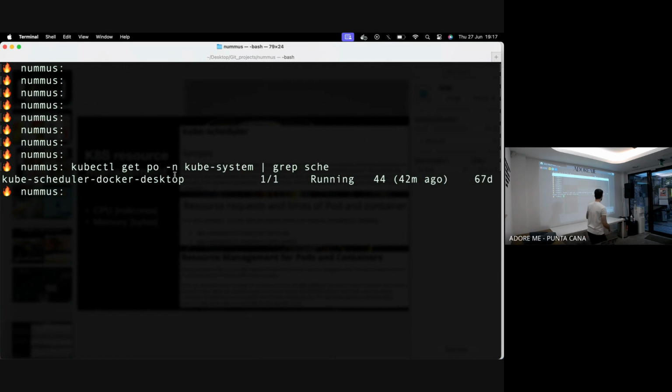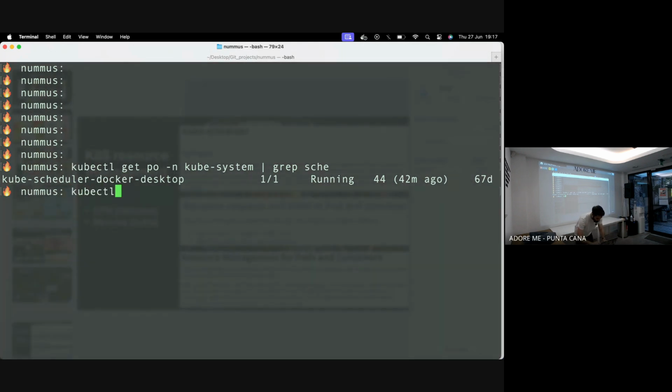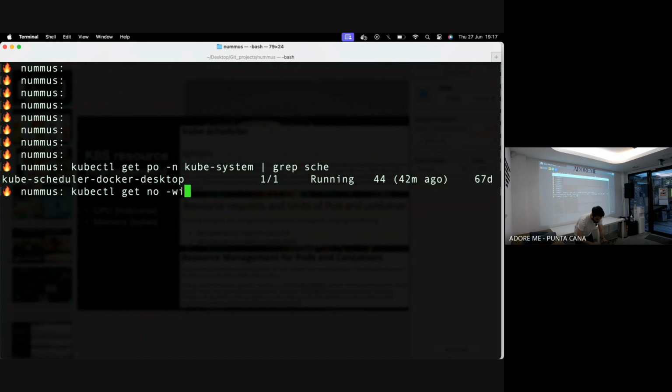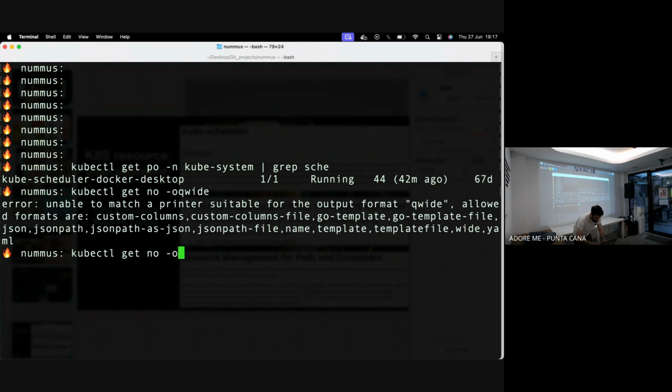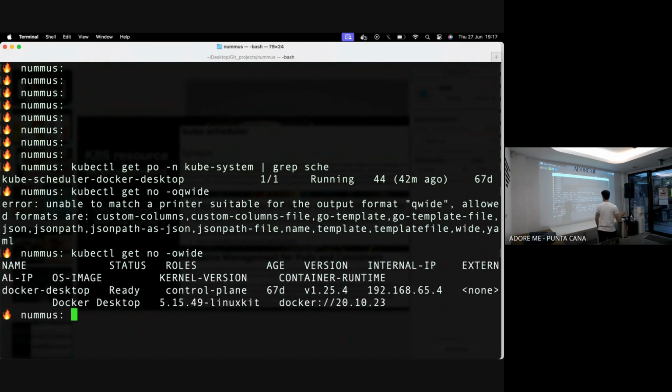Okay, so coming back. So the scheduler, currently I'm using a simple setup. Let me show you. I'm using the cluster provided by Docker Desktop. It's one node, which is the control plane and the worker node for me. And here we can see the scheduler is actually running as a pod in the control plane. And this one does all the fancy things.